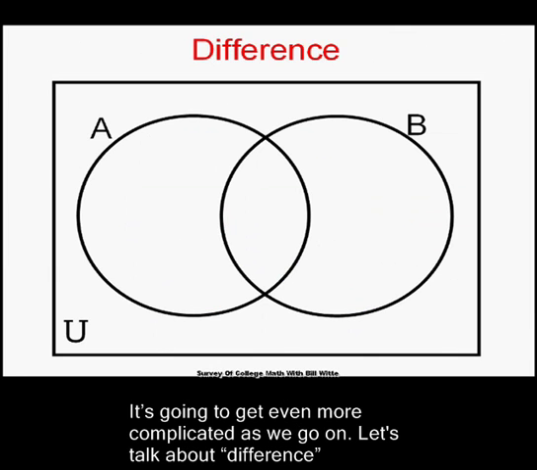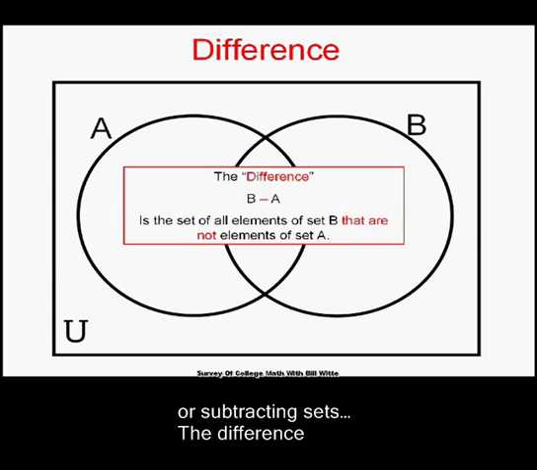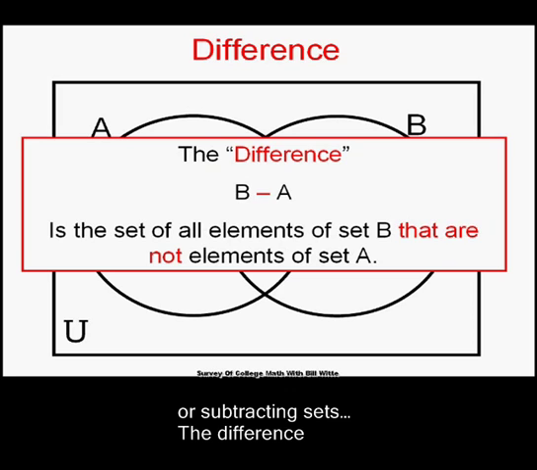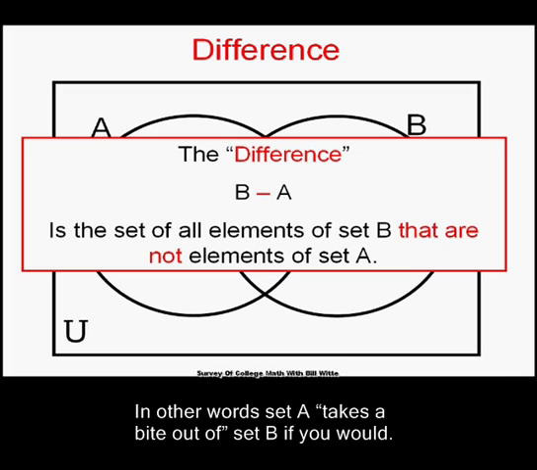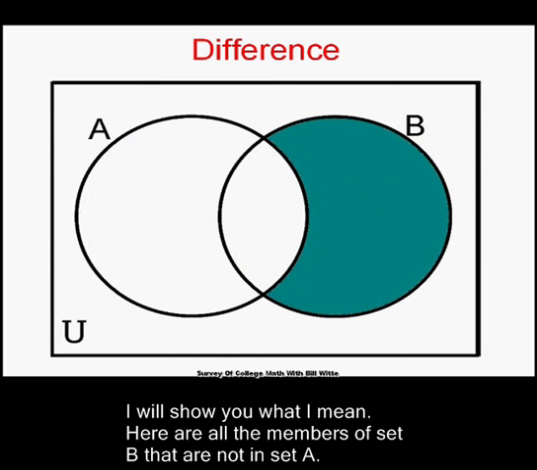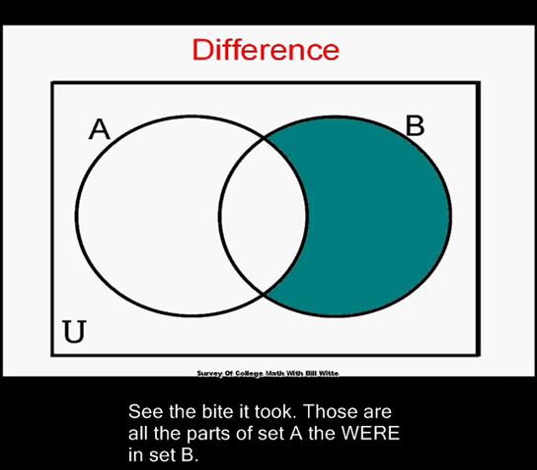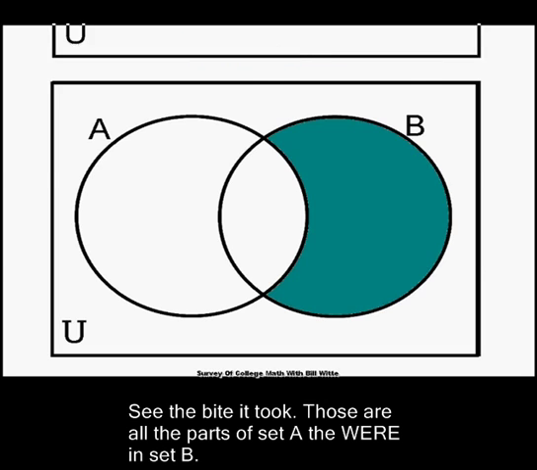And now something completely different. Let's talk about difference, or subtracting sets. The difference, or we say B minus A, is the set of all the elements of set B that are not in set A. In other words, A takes a bite out of B, if you would. Let me show you what I mean. All the members of B that are not in A. See the bite it took? Those are all the parts of A. Okay? So that is B minus A.